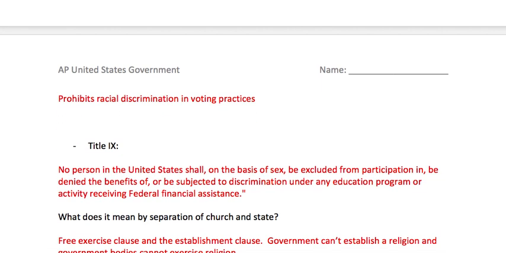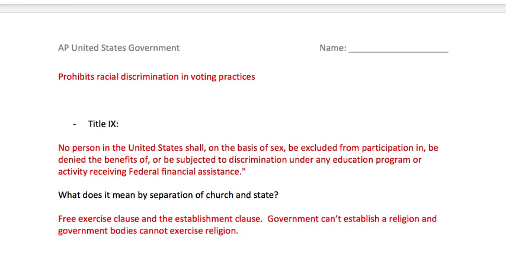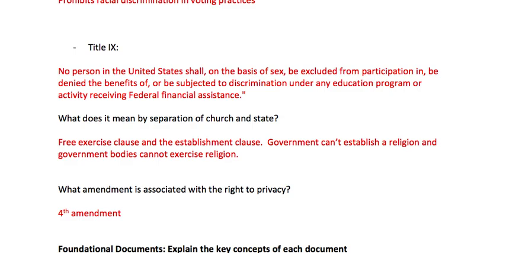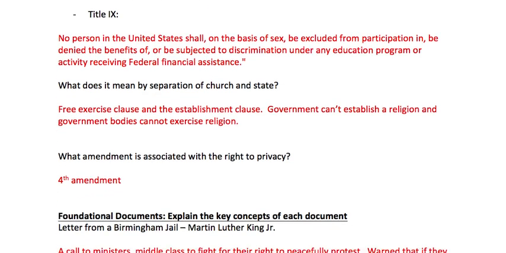Also looking at Title IX then: no person in the United States shall, on the basis of sex, be excluded from participation in activities in an educational program that are funded by the federal government. Separation of church and state, Free Exercise Clause, Establishment Clause again: government can't establish a religion, and government bodies cannot exercise religion. They have to be separate entities. When we talk about right to privacy, we are looking at the Fourth Amendment.